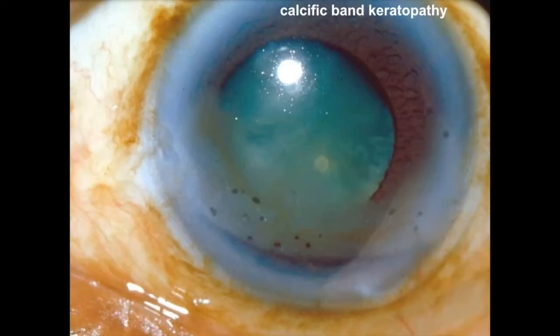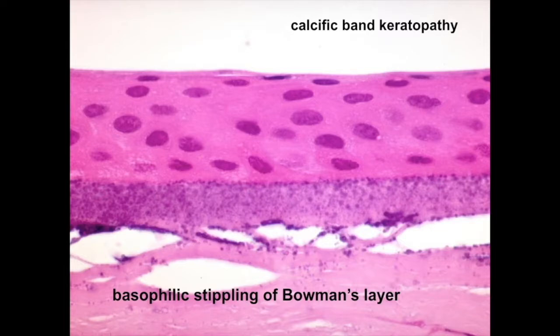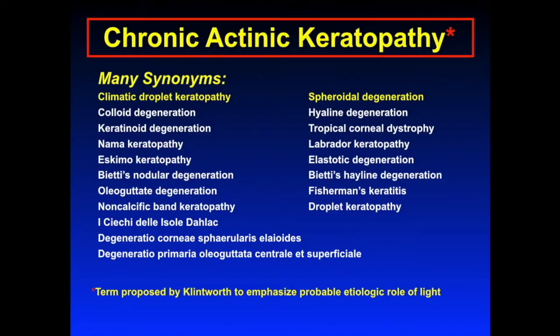Calcific band keratopathy, we have an opacification of the cornea that occurs in a horizontal band. This reflects the presence of calcification. The calcification typically occurs as basophilic stippling in Bowman's layer in the anterior stroma. There's also a non-calcific variant of band keratopathy related to chronic actinic keratopathy. Chronic actinic keratopathy is a term coined by Gordon Clinworth to emphasize the probable etiological role of light in its pathogenesis.